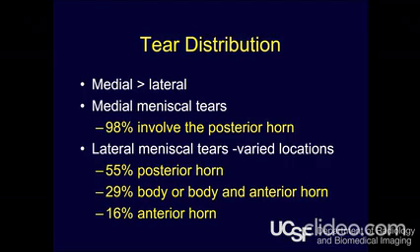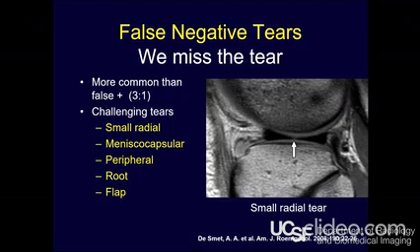More often, our tears are medial than lateral. And if you have a tear of the medial meniscus, almost all of them involve the posterior horn, and they can then propagate into the anterior body portions. Whereas in the lateral meniscus, you can have tears anywhere, more often posterior horn, but a lot of them are in the body or the body and the anterior horn, and 16% are in the anterior horn. And this is a really hot topic right now, is anterior horn, lateral meniscus tears, and how we are undercalling them.